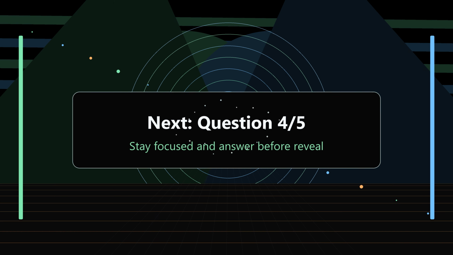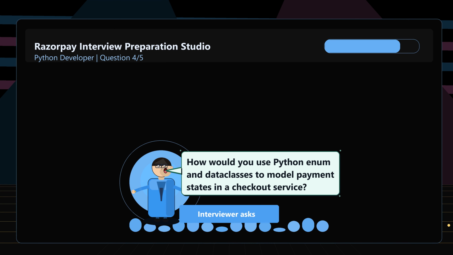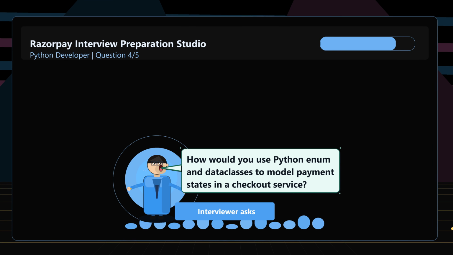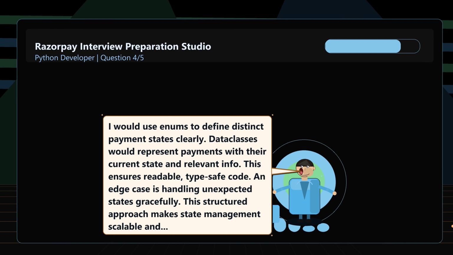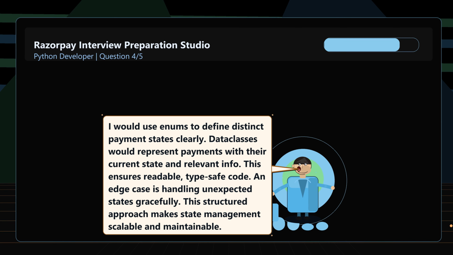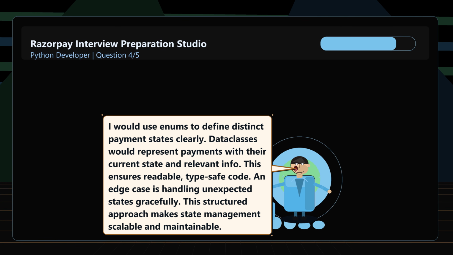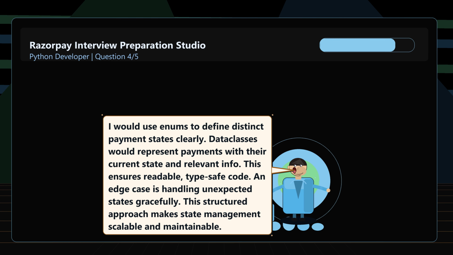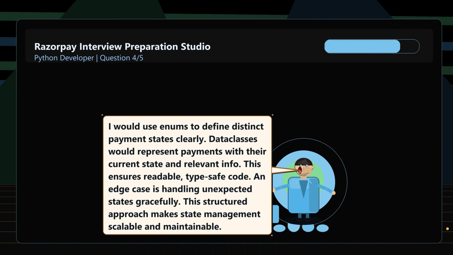Can you explain how you would use Python enums and data classes to effectively model payment states within a checkout service? To model payment states in a checkout service, I would use Python enums to clearly define all possible payment states like pending, completed, or failed, which brings clarity and type safety.